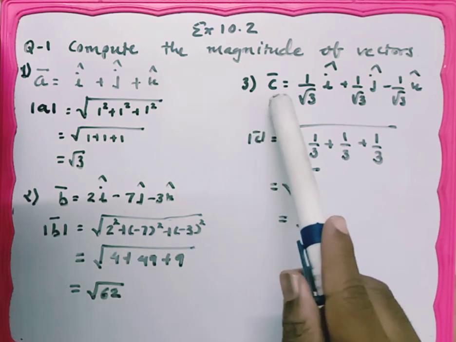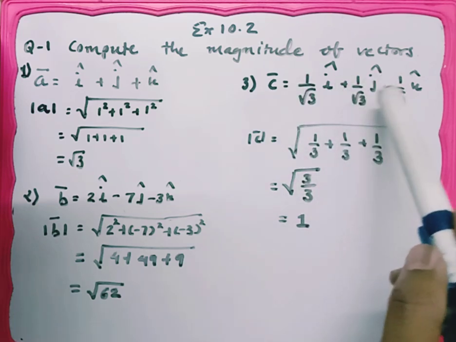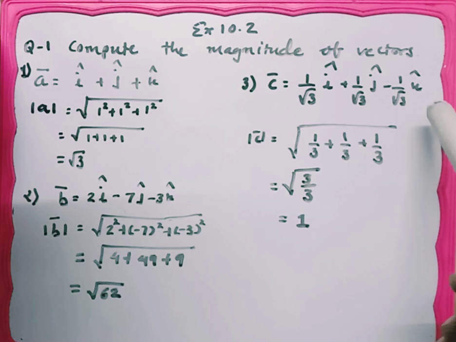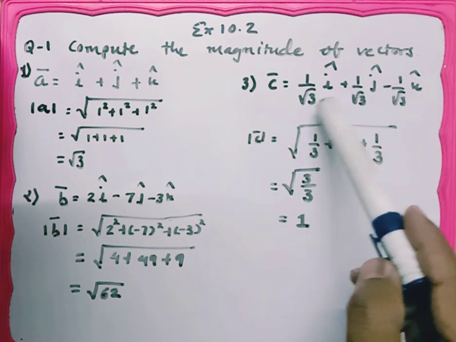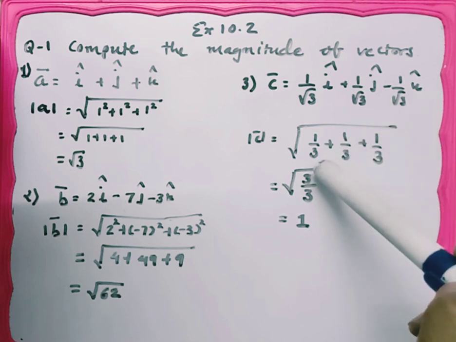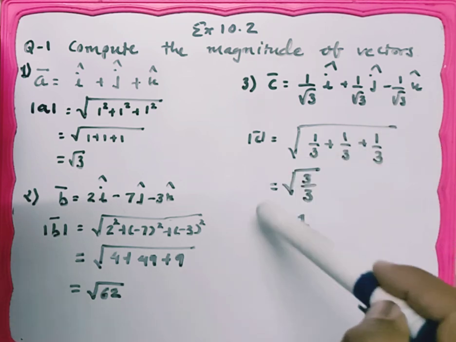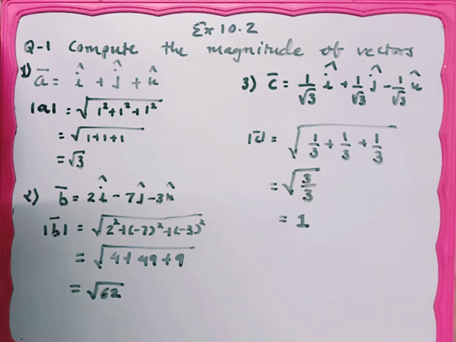The third question is c bar equals 1 by root 3 i caret plus 1 by root 3 j caret minus 1 by root 3 k caret. So all three component squares will be 1 by 3, 1 by 3, 1 by 3. So we add them: 1 by 3 plus 1 by 3 plus 1 by 3, which is 3 by 3, which is 1.